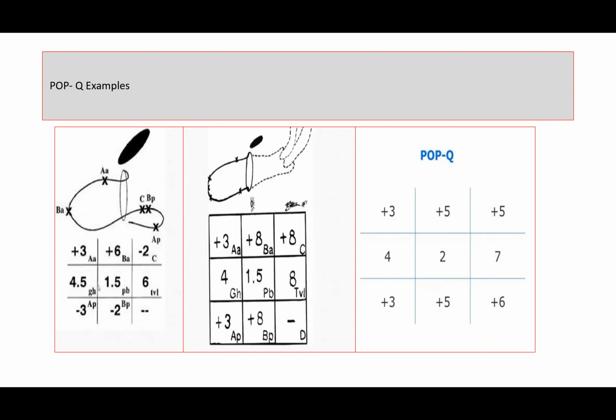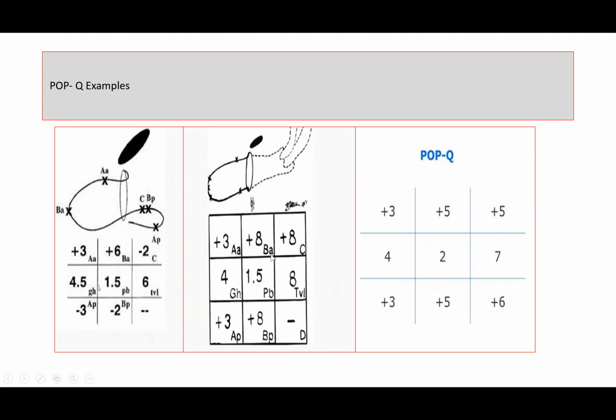Okay, let's see another example. Here again, when we look at this grid, we can see there are no normal values. So there is prolapse in the anterior vaginal wall, there's prolapse in the posterior vaginal wall. Okay. And there is no D, it seems. Okay. So when you see any positive number which is quite big, plus 7, plus 8, plus 6, always think that most likely it is going to be stage 4 prolapse.